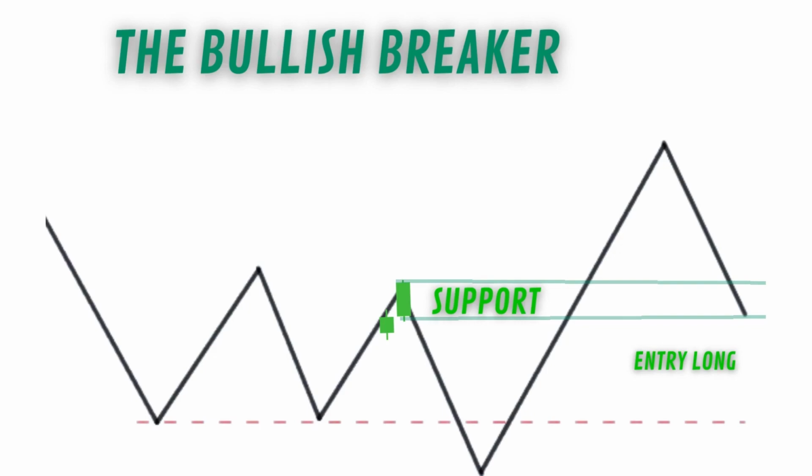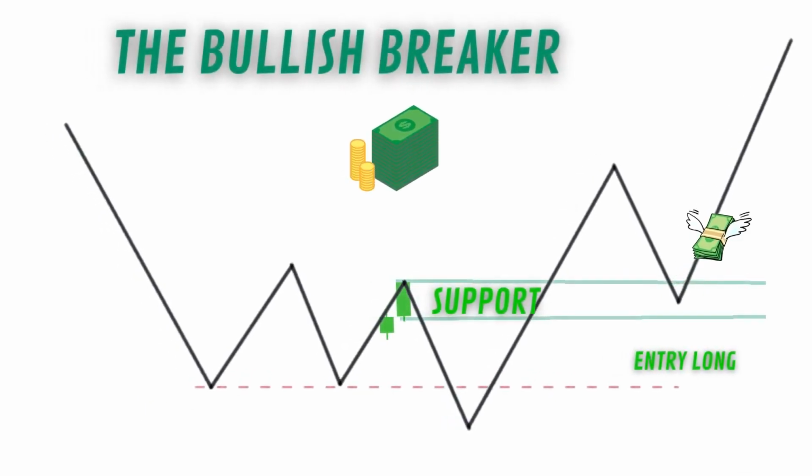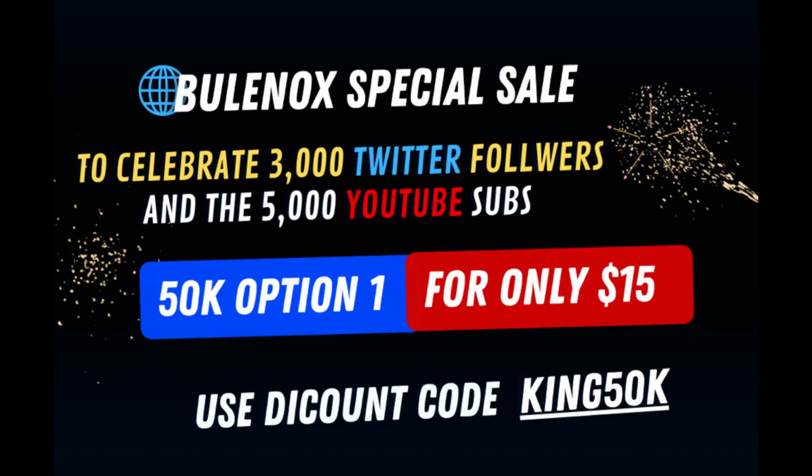So now that is going to be your support. That is where you're going to want to enter the trade. And once you're in the trade, you're going to want to be targeting that first swing high that formed before the retracement, and then put your stop below the breaker block. Let's go ahead and look at some examples in the charts so you guys lock this in.